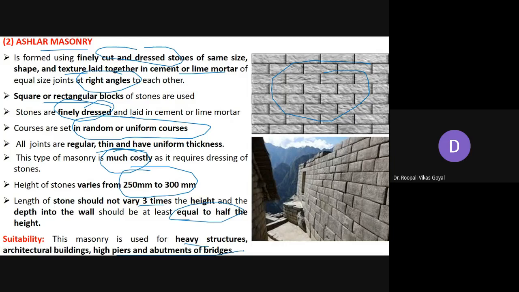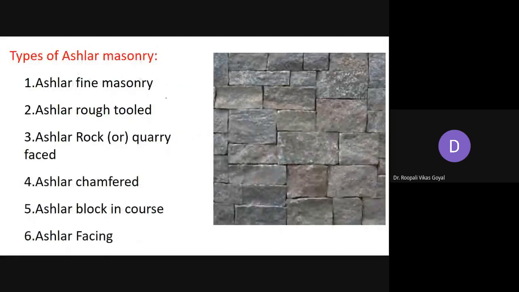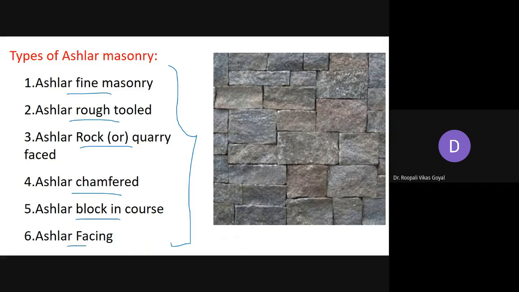So there are different types of ashlar masonry which are possible: ashlar fine masonry, ashlar rough tooled, ashlar rock or quarry faced, ashlar chamfered, ashlar block in course, and ashlar facing. One by one, we will see each of the different types. As far as appearance is concerned, it gives a good appearance, and the joints also have uniform thickness, but there are certain differences in workmanship observed in different types of ashlar masonry that we will discuss.